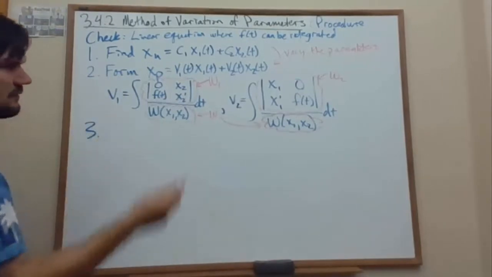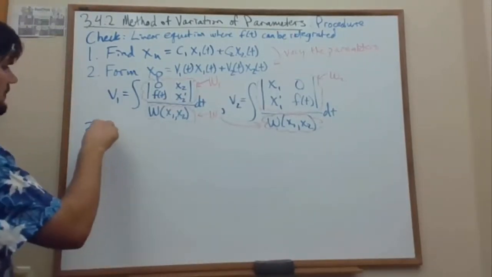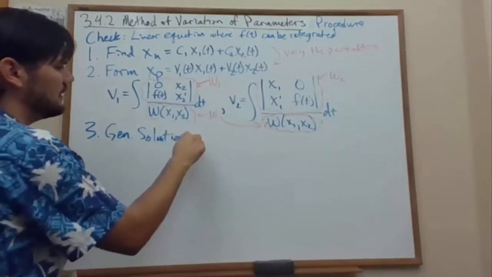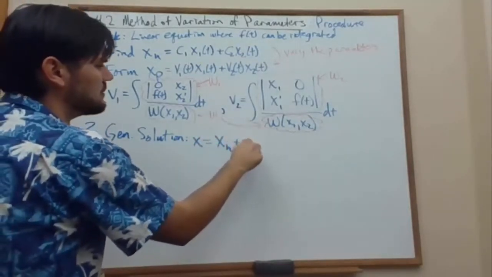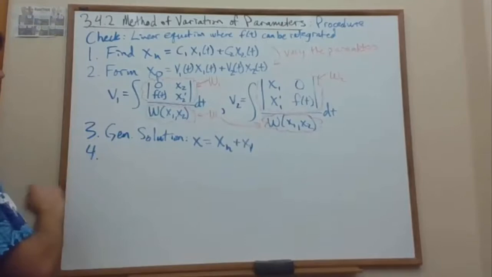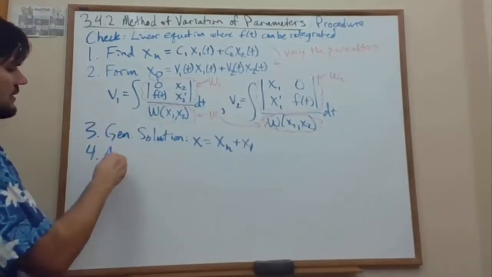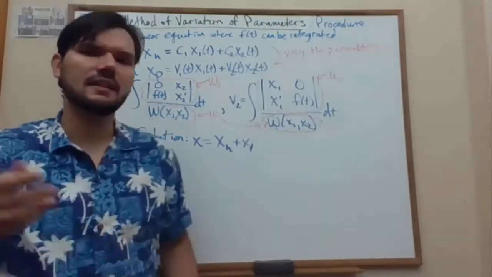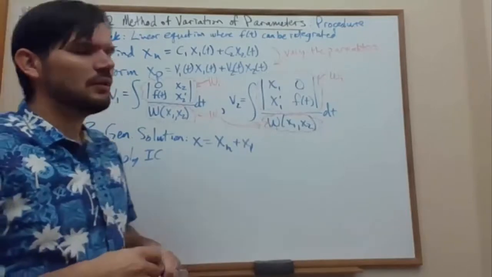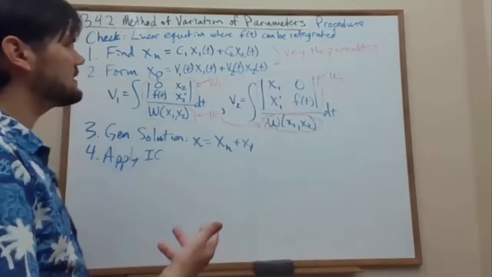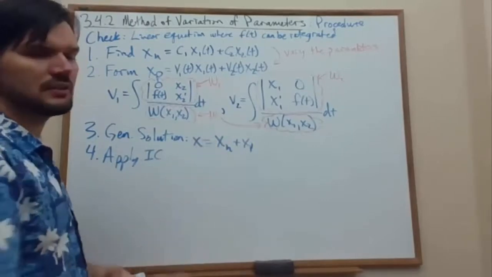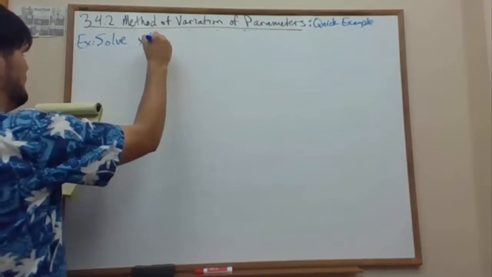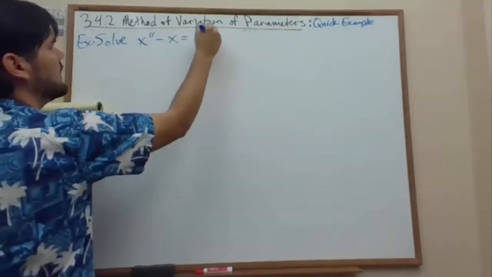After we have that, it's just downhill from here. We use the same form for the general solution. We just coast down. x is equal to x of h plus xp. Just add those two pieces together. And finally, we can apply initial conditions, if we have any. So that is the procedure of the method. Let me go through a quick example to see how this procedure is used. x double prime minus x equals e to the negative t.